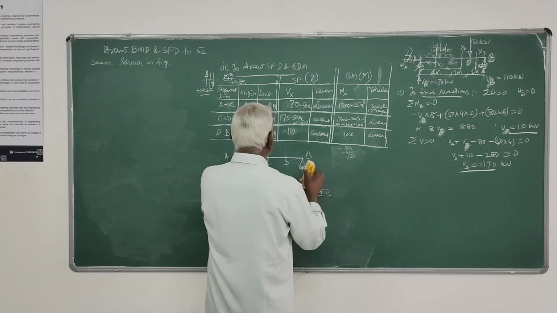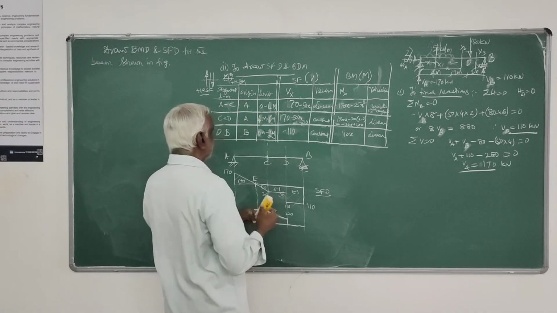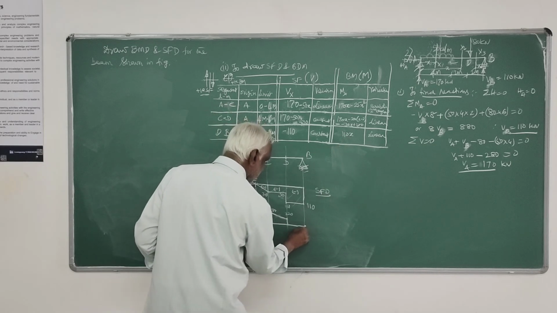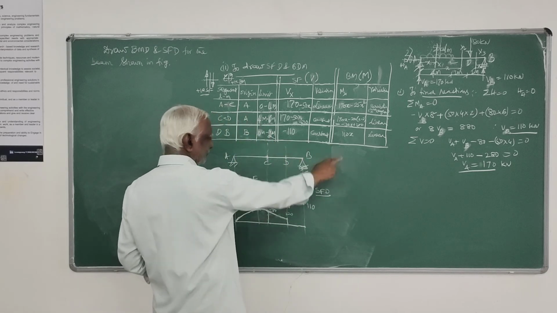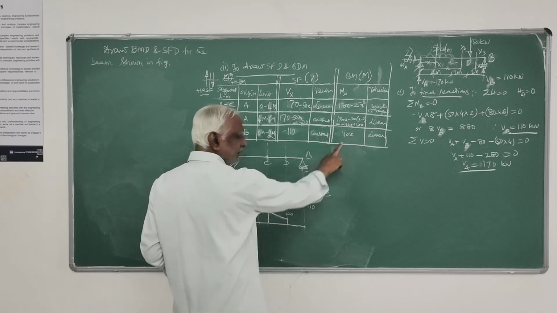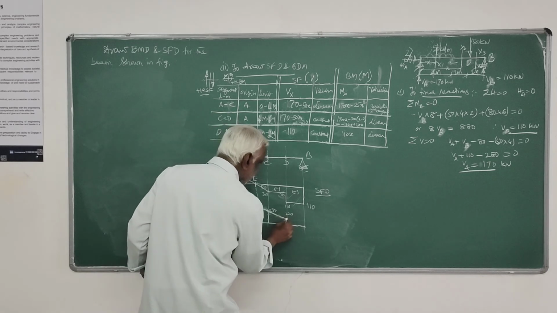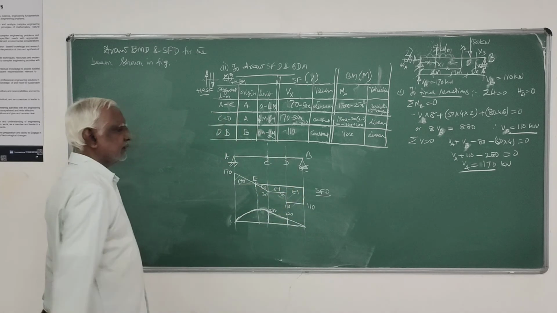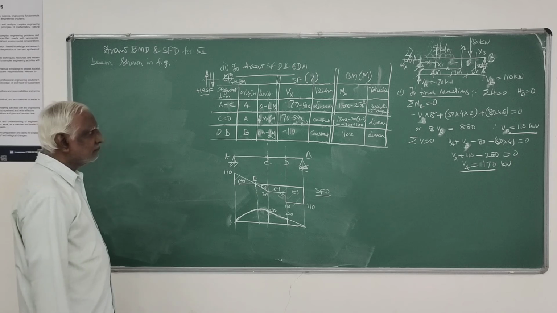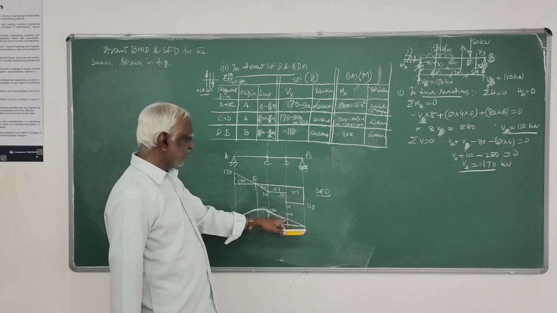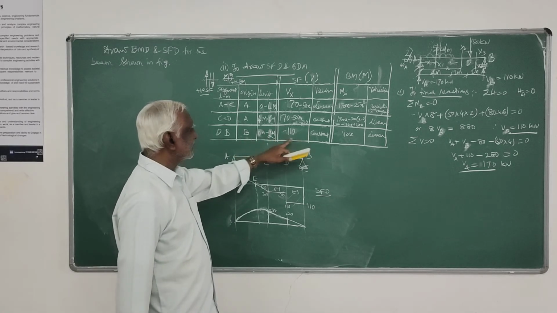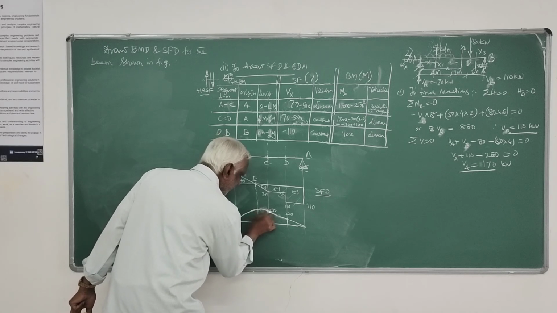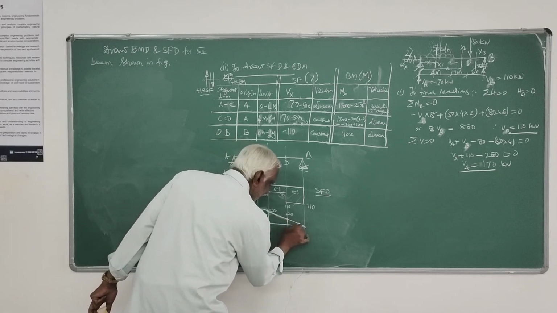Then for the last portion, DB, x varies from 0 to 2. X equals 0 means it is at B, and it is 0. X equals 2, it is 220, 110 into 2. From here to here again, it is linear. So this is the shape of the bending moment diagram.